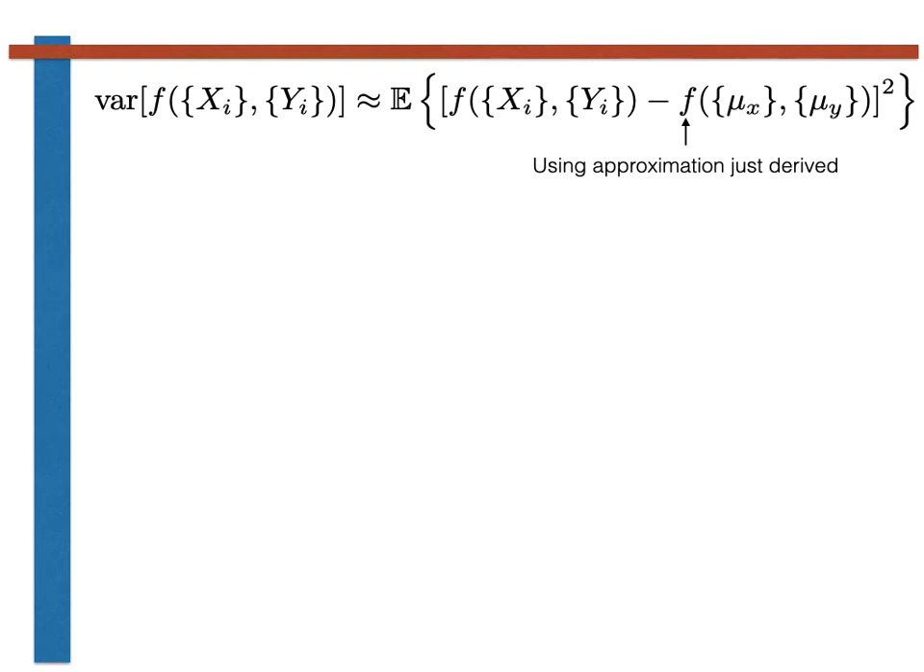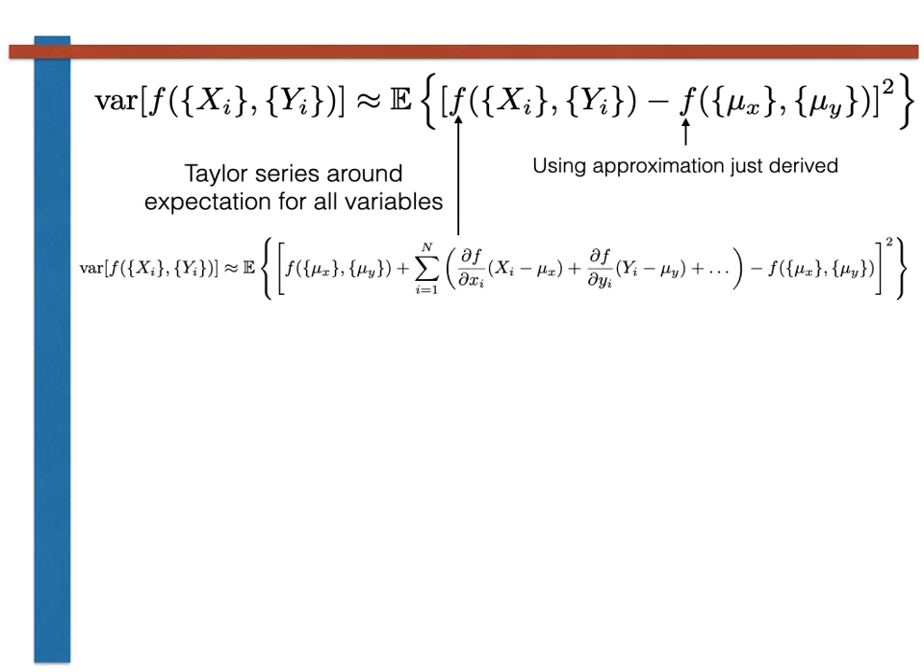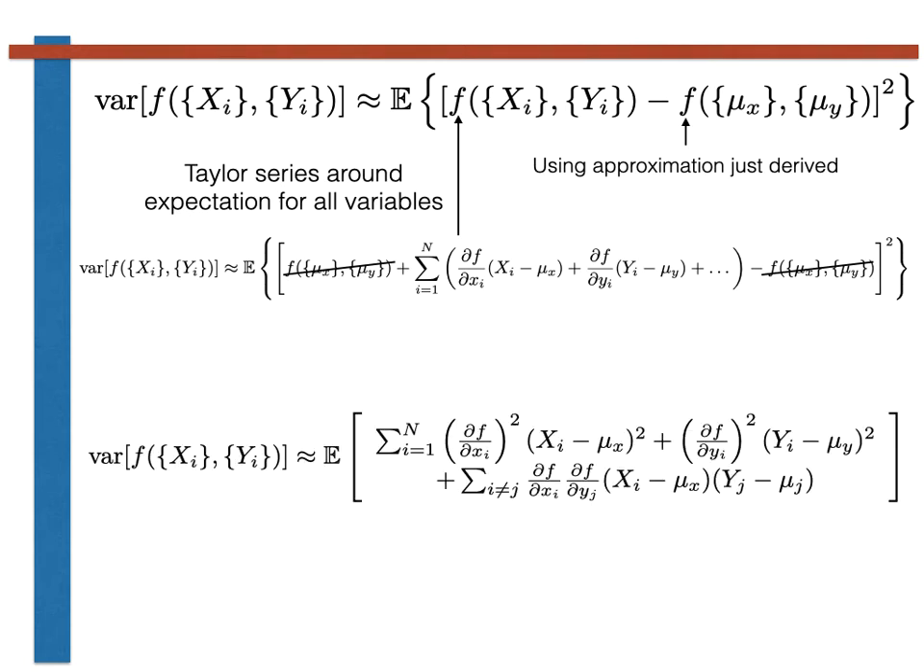Next, we use the Taylor series to write an expansion for f around the point where all the random variables are equal to their expectations. As we did in the derivation for the expectation, we're going to truncate the Taylor series and write out only the first order terms. Now notice that these two terms cancel, and we are just left to multiply out the bracket. When we complete this process, we arrive at the following expression.